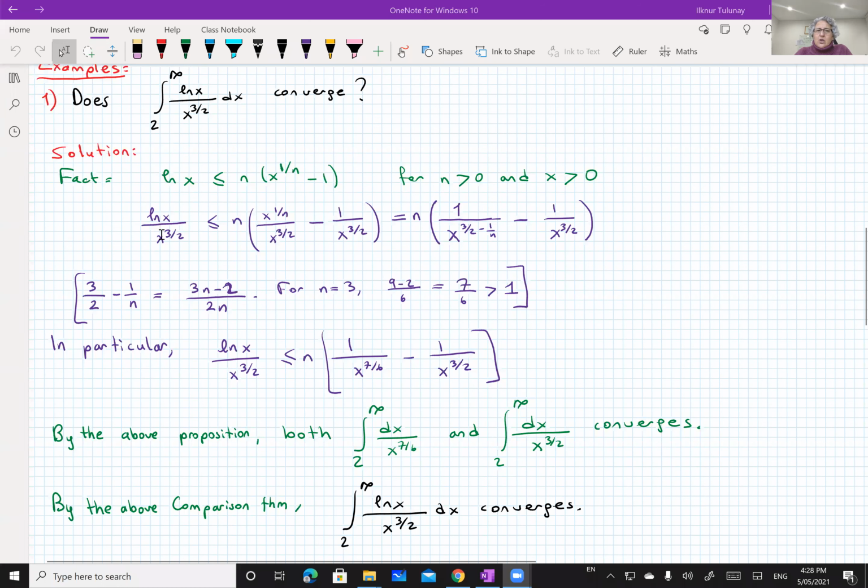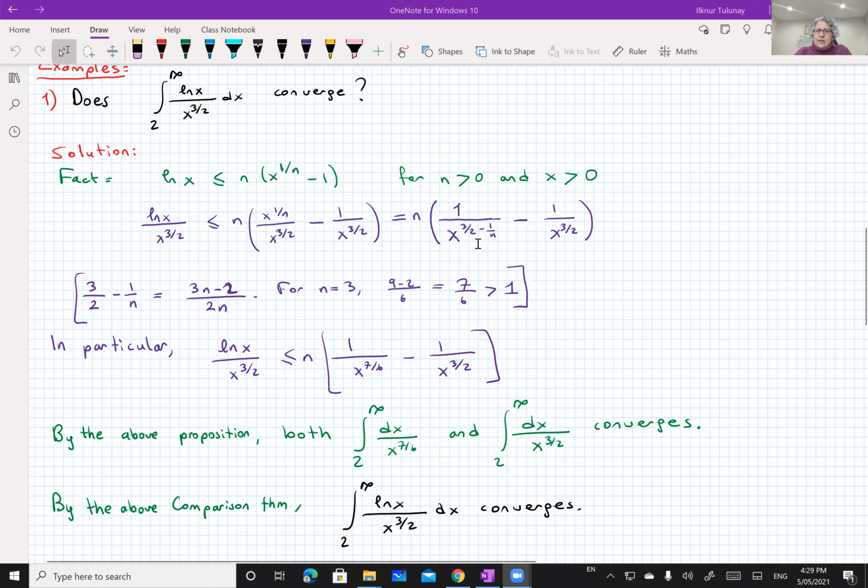In that range, I can do that. x is not equal to 0 in that range. So I can multiply everything with 1 over x to the power 3 over 2. So this is how we get from here to here. Then you have a 1 over n here. We have x^(3/2) over n here.